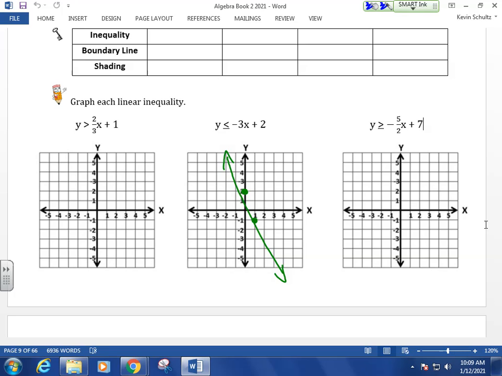(2, 4). Okay? And what we're doing here is we're testing this ordered pair. If it works, that means that all the other ordered pairs on that side of the line will also work, and that's the side that we're going to shade. If it doesn't work, that means everything on the other side of the line works, and that's the side that we'll shade. So with (2, 4), we've got our inequality here.